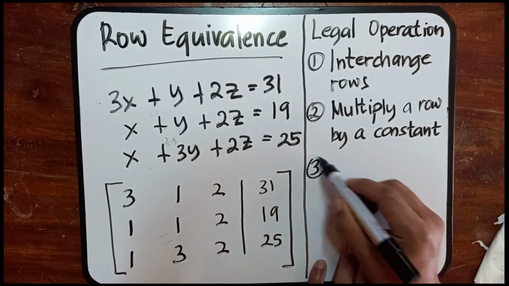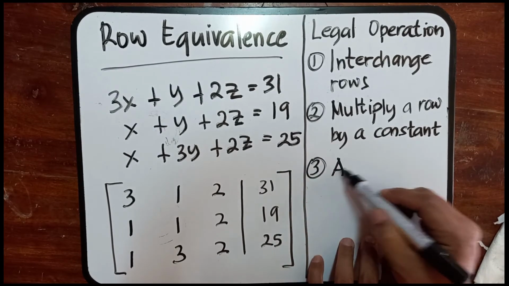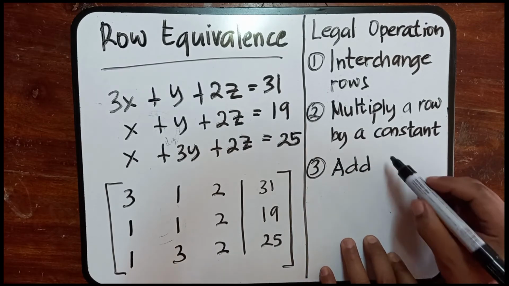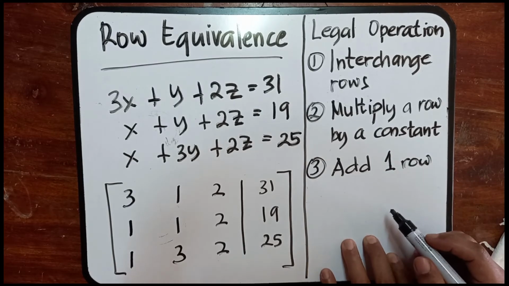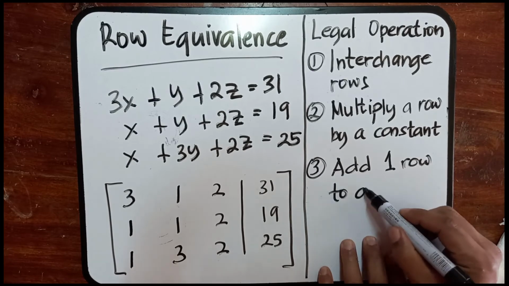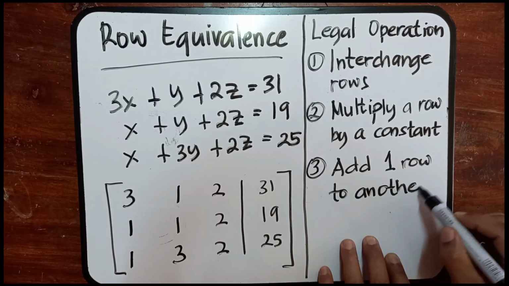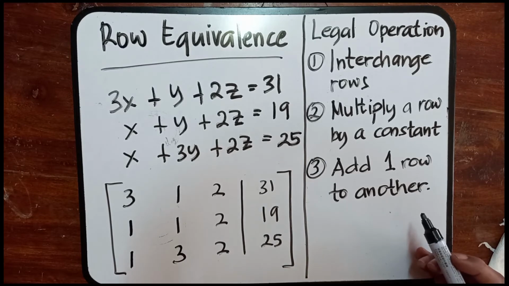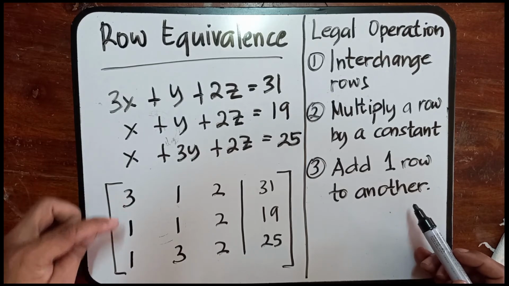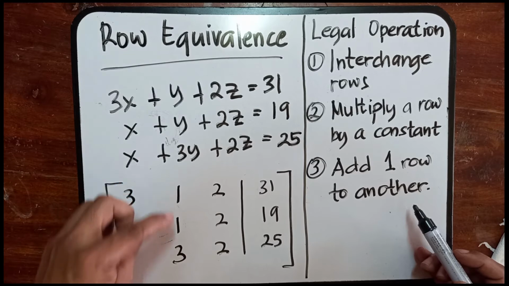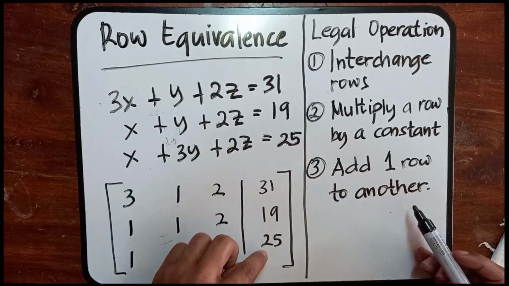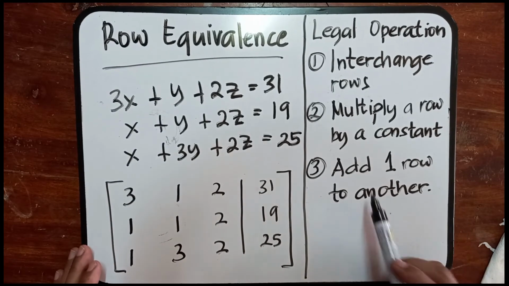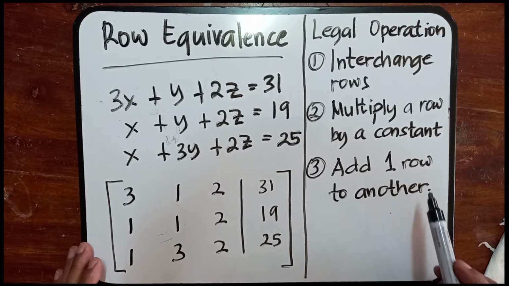And then the last rule is we can add one row to another row. So what we mean by we can add one row to another row. So let's say we can add 3 and 1, 1 and 3, 2 and 2, 31 and 25. So we can do that. That is the meaning of this rule. Add one row to another.